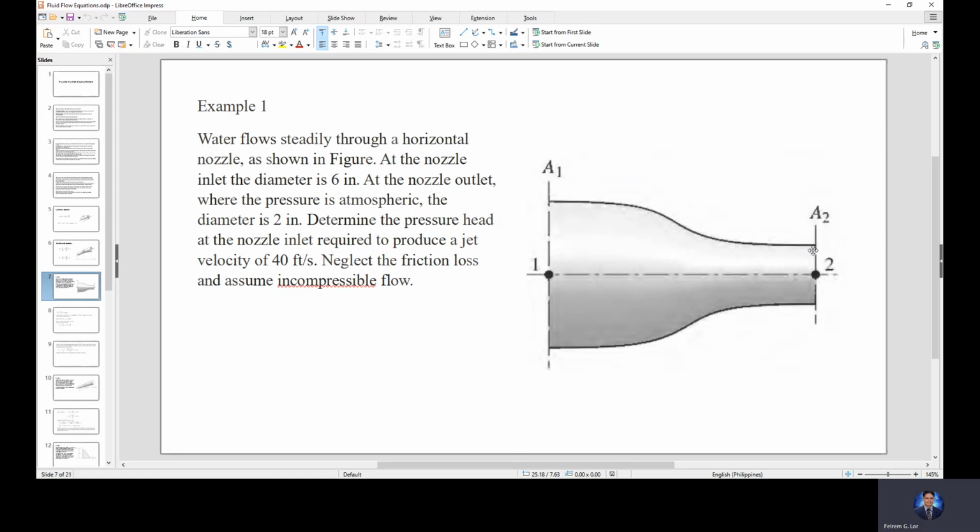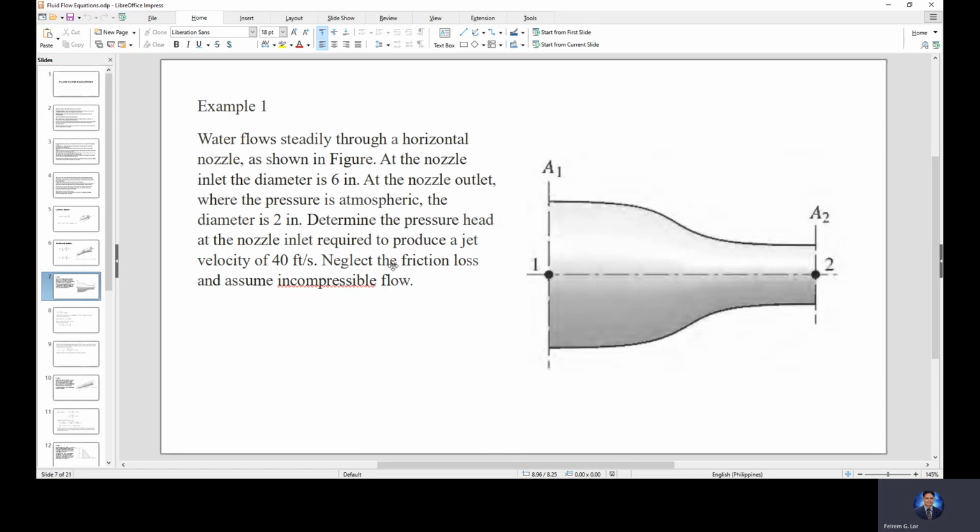If the pressure is equal to atmospheric pressure, it means that the gauge pressure is equal to 0. So its diameter is 2 inches. The question is, we need to determine the pressure head at the nozzle inlet required to produce a velocity of 40 feet per second.